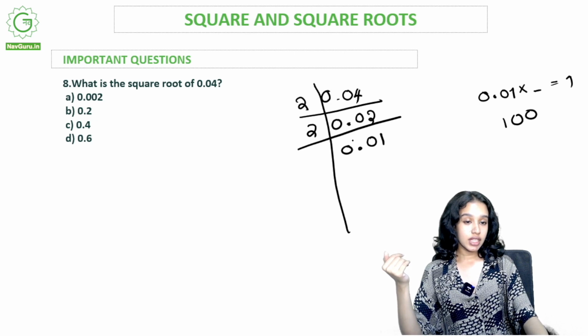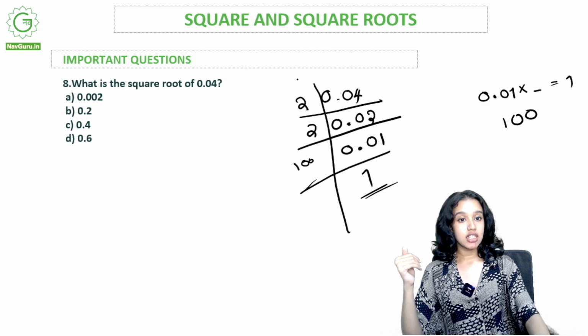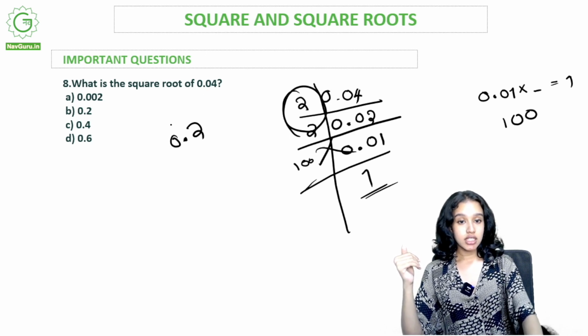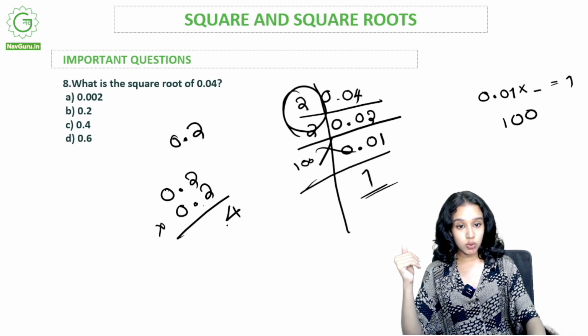So is it possible to do that? Yes, it is. So what should we do? We get 1, right? So this is the wrong way to do it. But we know that 2 is the number, and 0.04 means 0.2. If we are squaring 0.2, what would we get? We get 0.2 into 0.2, which is 2 2s are 4, and we have 2 decimal places, so we jump 1 and 2, 0.04.